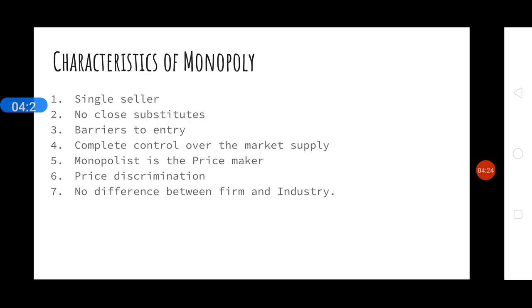Next, there is no difference between firm and industry. Obviously, if there is only one seller, there is no distinction between the firm and the industry. He is the only firm, and he is the industry as well. Therefore, both are the same in the monopoly market. These were the characteristics of a monopoly market.